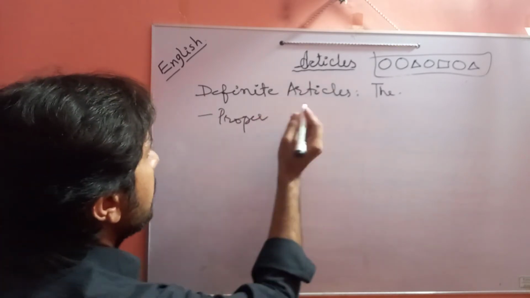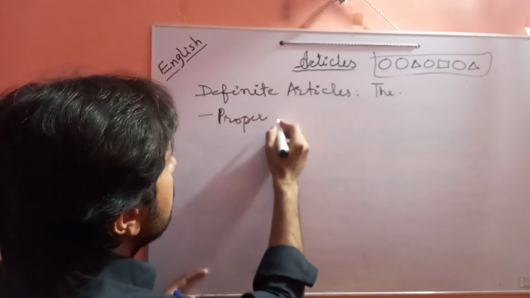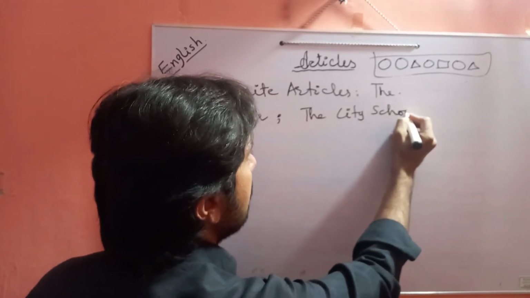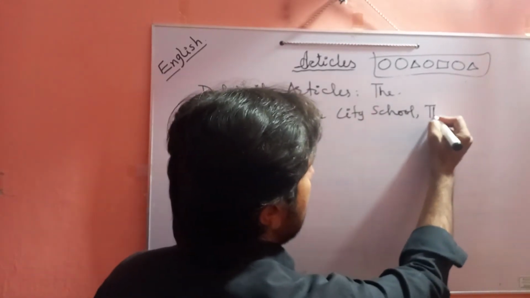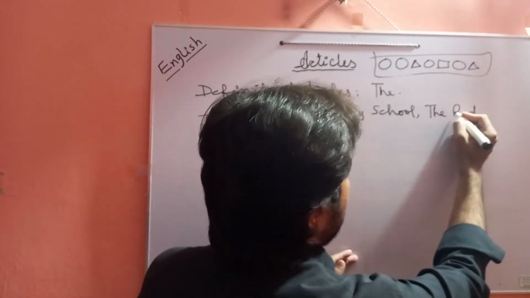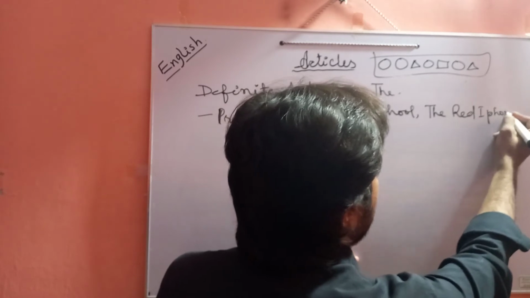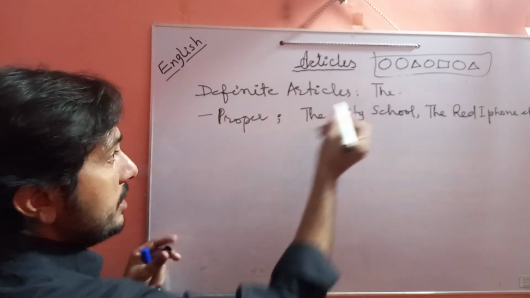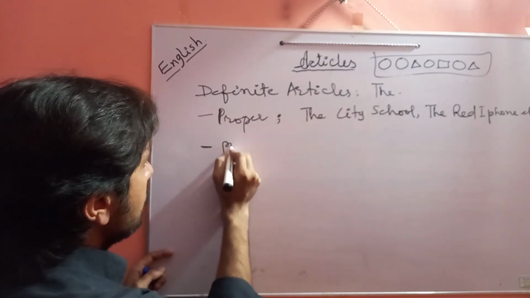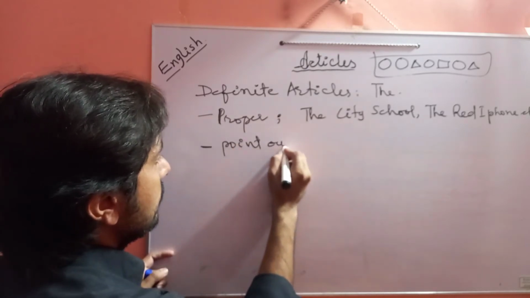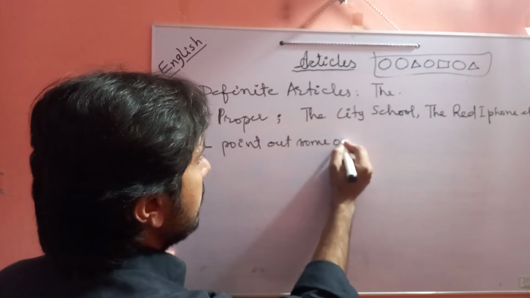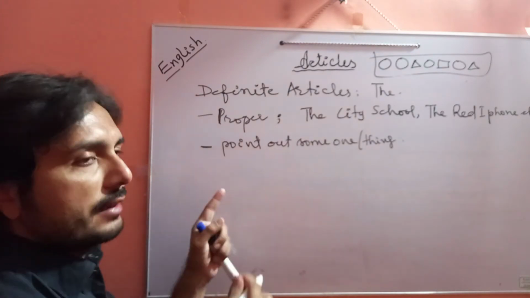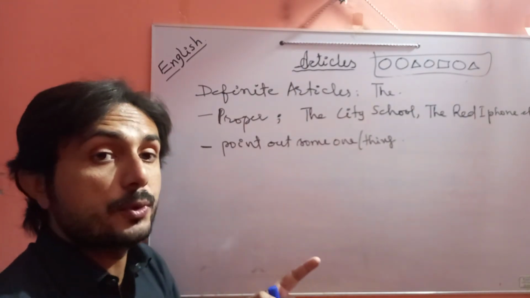For example, if we put it like this, "the City School", or "the red iPhone", and etc. Okay, and then this article "the" is also used to point out someone or something. Let's quote one example to understand how this word "the" is used to point out someone.